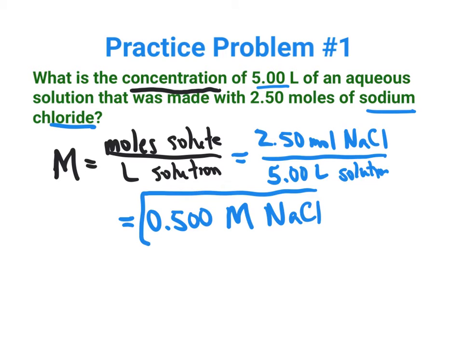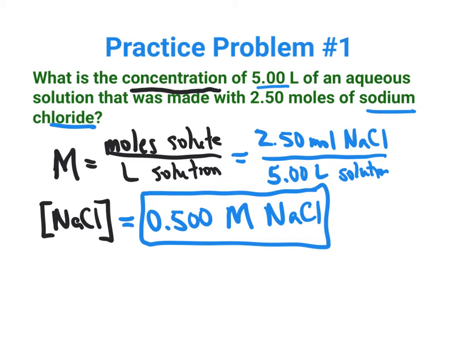So there's your answer. A lot of the time, you'll see concentration expressed by putting brackets around what the main solute is. So this is often written with a bracket here, [NaCl], and what this means is the concentration of sodium chloride. So the concentration of the sodium chloride solution is 0.500 molar sodium chloride.